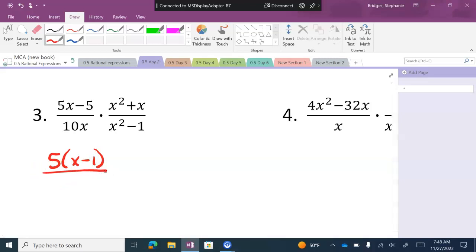Now what about that denominator, 10x? Can that factor? It's just one term, right? Can't really factor. We're just going to leave it alone for now. It can simplify, but we're not at that point yet. We're still just trying to factor.